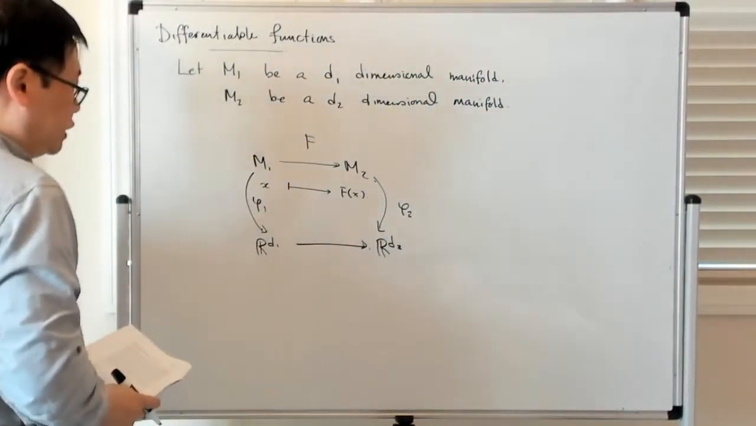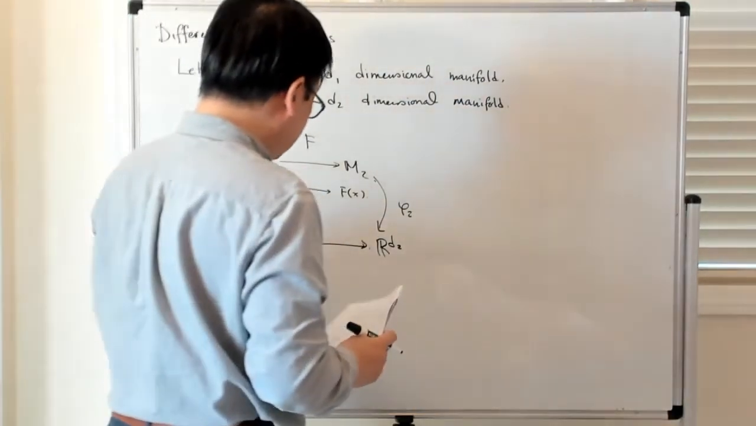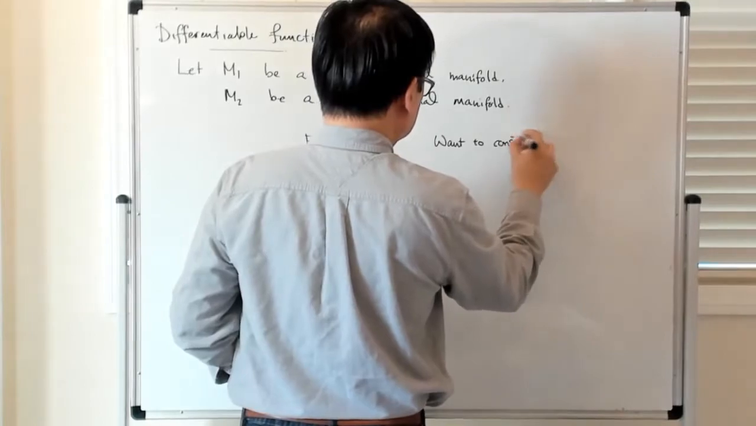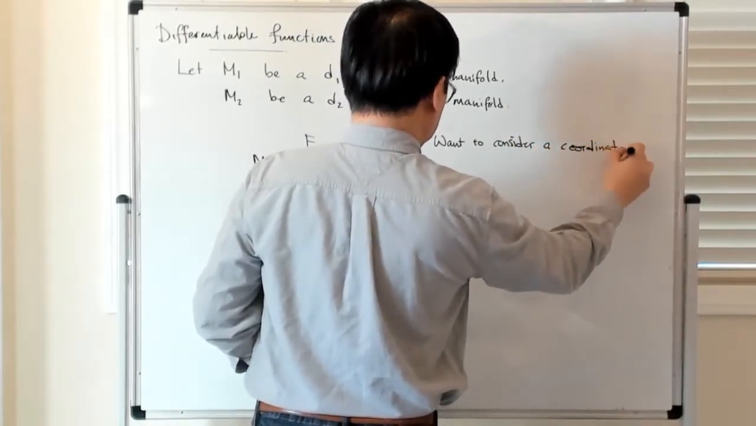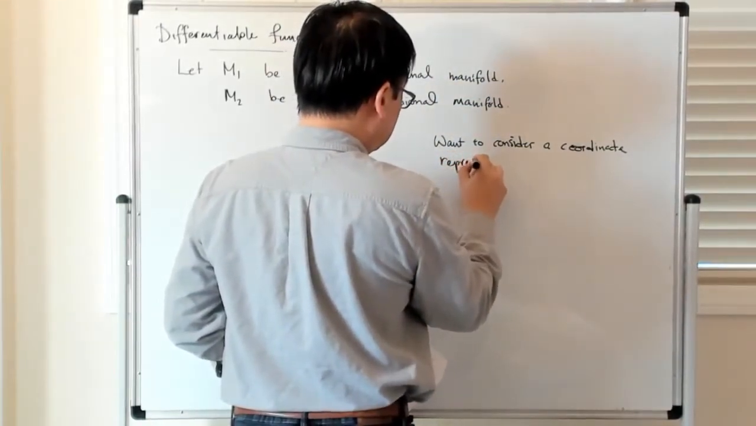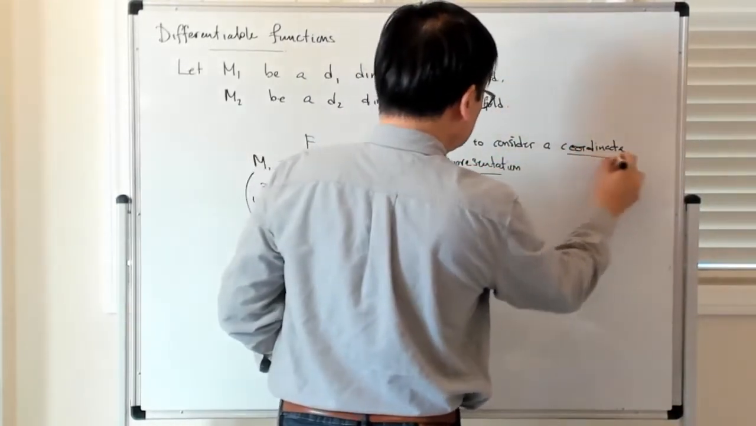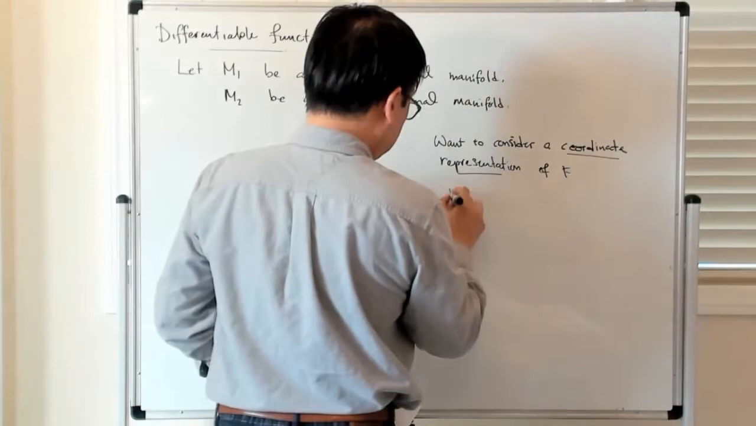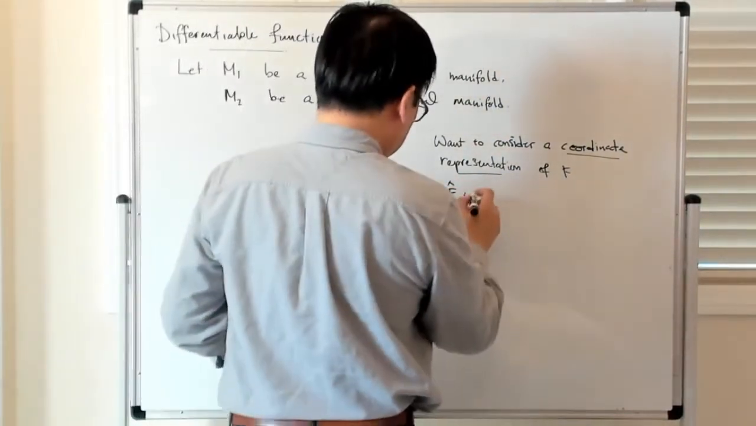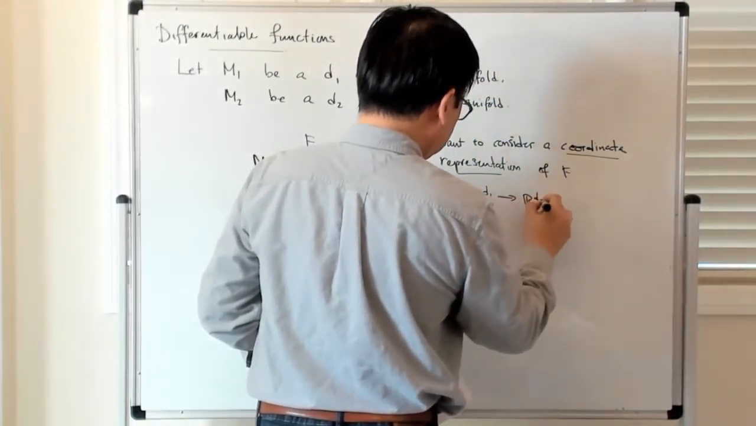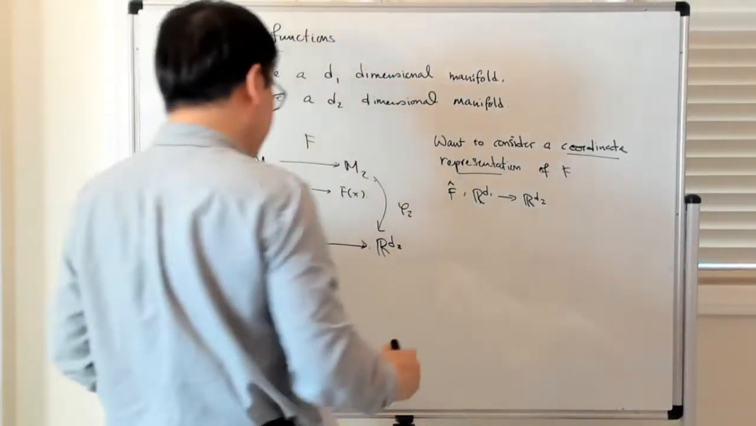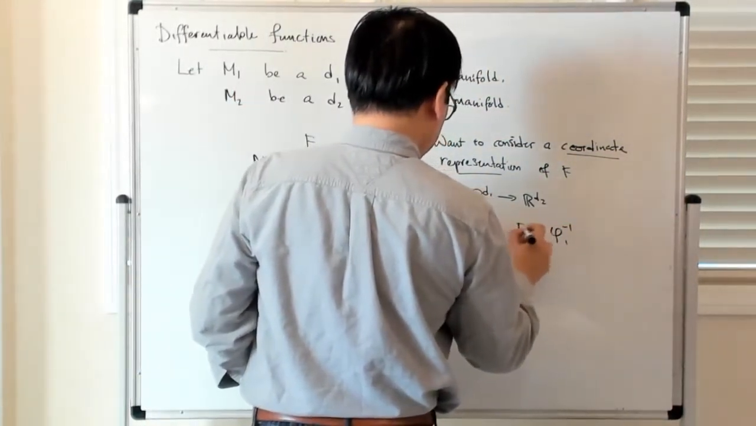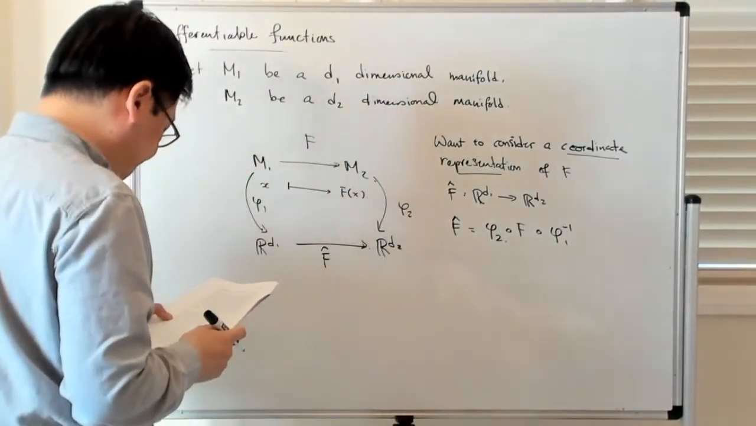And we're interested in, again, this local coordinate representation for f. So we want to consider a coordinate representation of f. Let's call that f hat. Okay, so f hat is a map from RD1 to RD2, and it's obtained again by going around the diagram. So f hat is defined to be phi 1 inverse composed with f composed with phi 2.